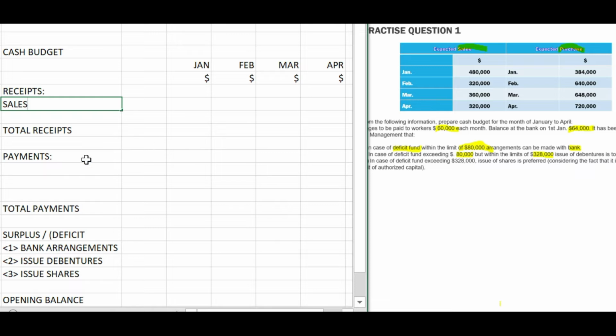Here, there's no information regarding whether it is cash sales or credit sales, so it is a very easy question. We just fill in the numbers: 480,000, 320,000, 360,000, and 320,000.